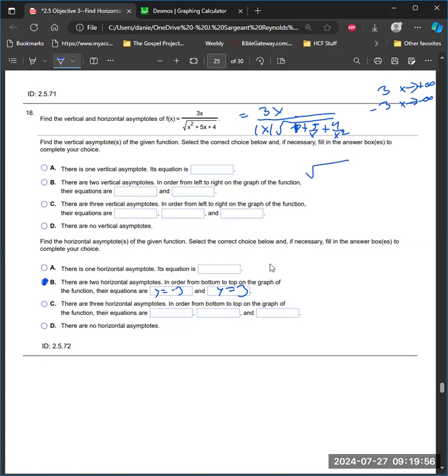Square root of x plus 1, square root of x plus 4. And so -1 and -4 are going to give me zeros in the denominator. So there are two vertical asymptotes, -4 and -1, like that.